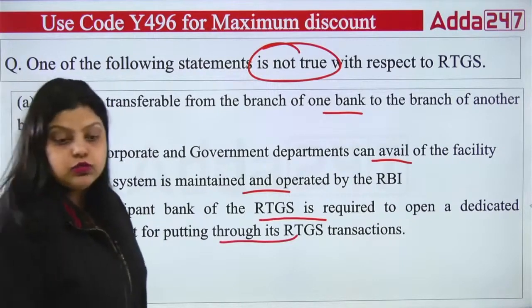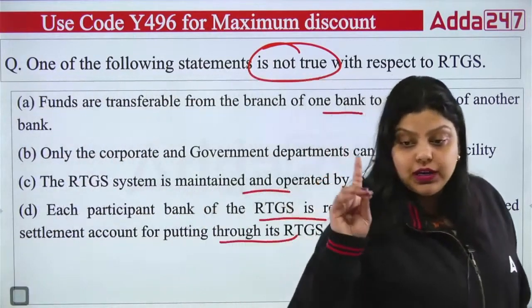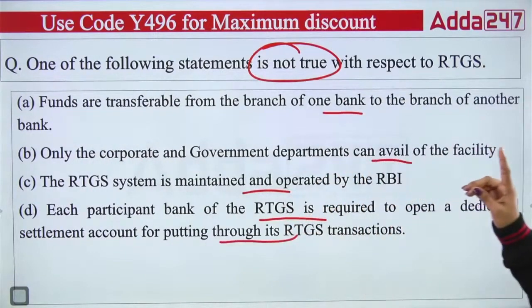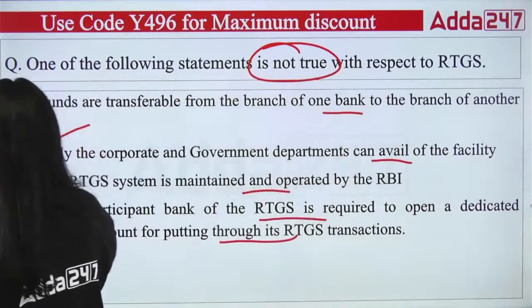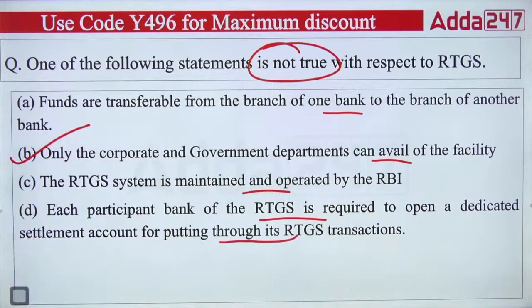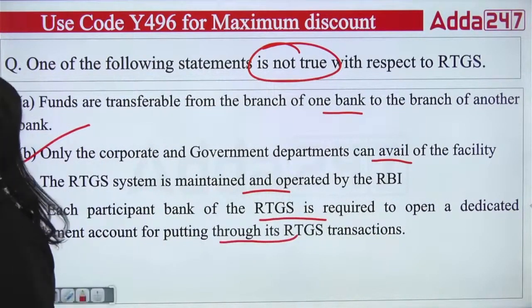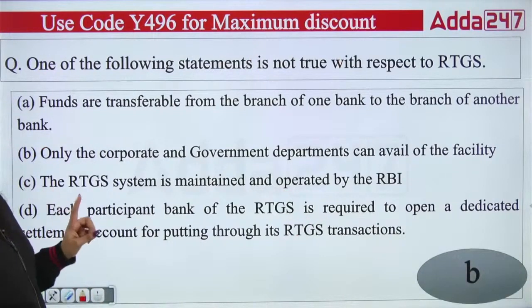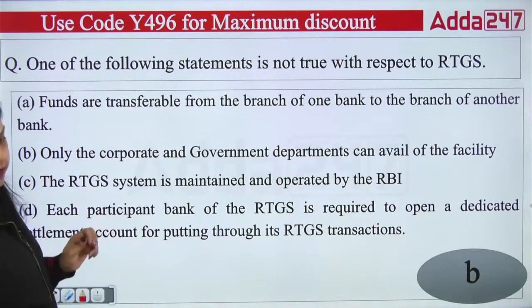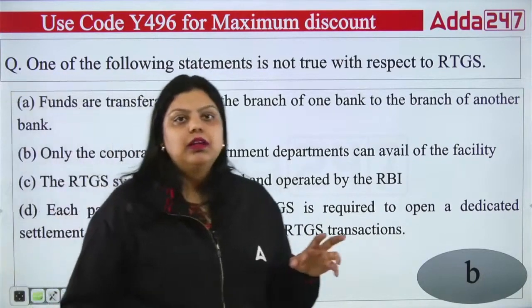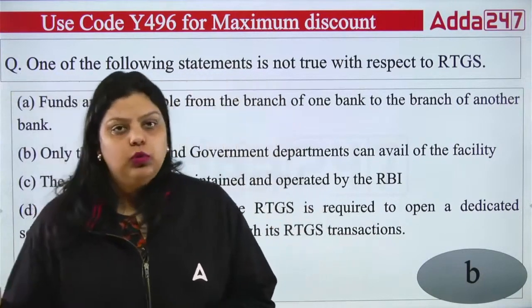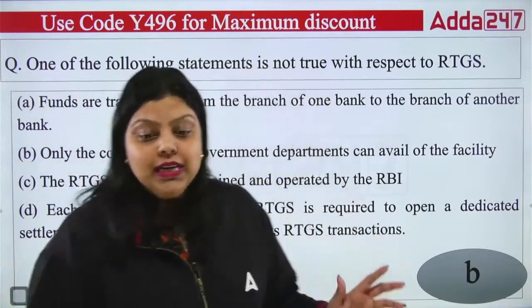Which of the following is not true? So RTGS is a 24/7 service now. You can use the RTGS service 24/7. And RTGS can be utilized by everybody. So the right answer will be your B. Only the corporates and government departments can avail this facility. This was not true. So the right answer is B. RTGS is a 24/7 service now. Minimum 2 lakh and maximum there is no limit. You can transfer whatever amount you want in the RTGS.